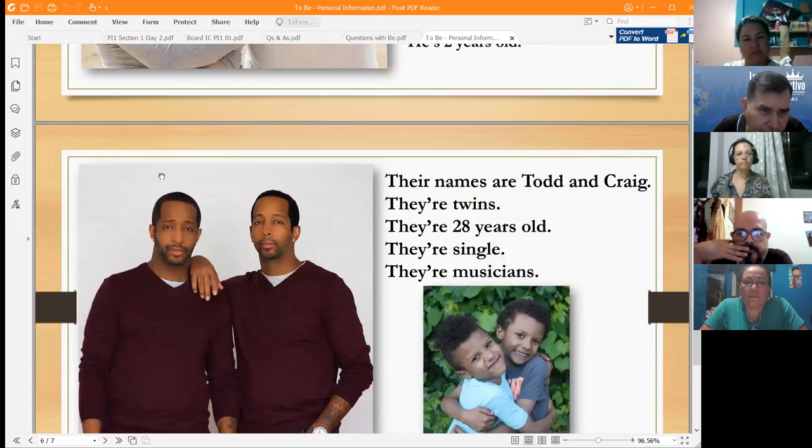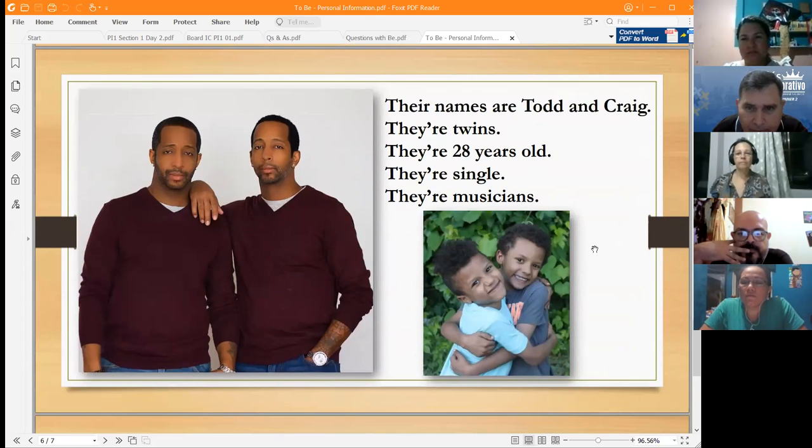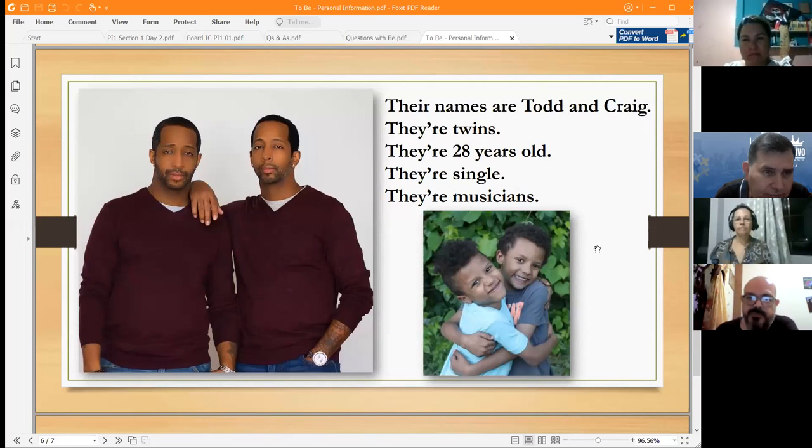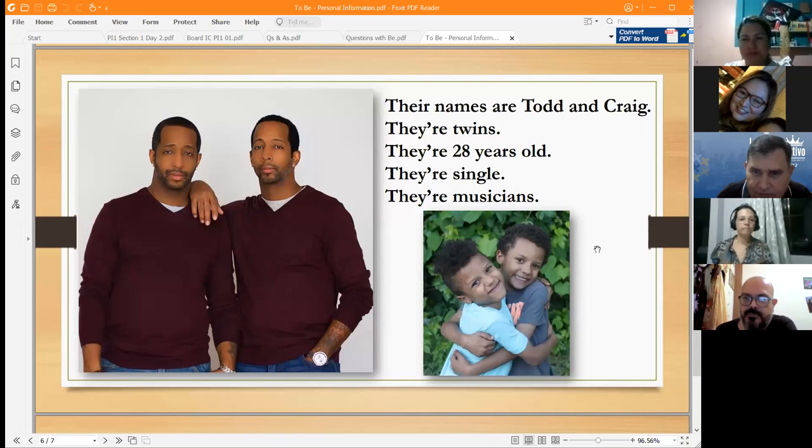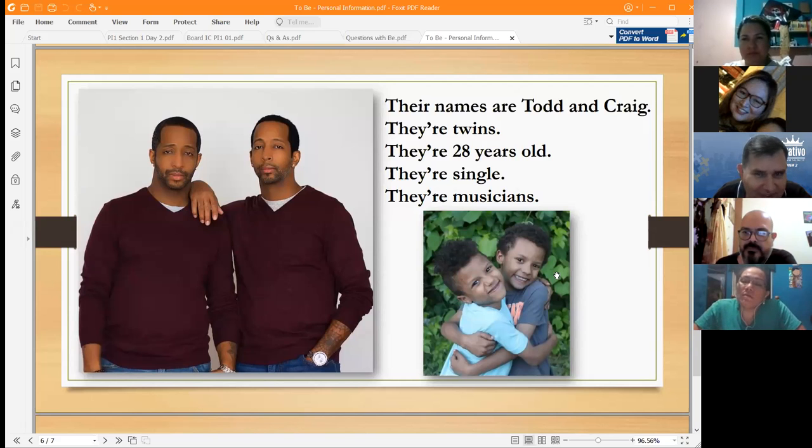We have, who would like to read about these twins? Yes, please, Katya. Hello. Their names are Todd and Greg. They're twins. They're 28 years old. They are single.